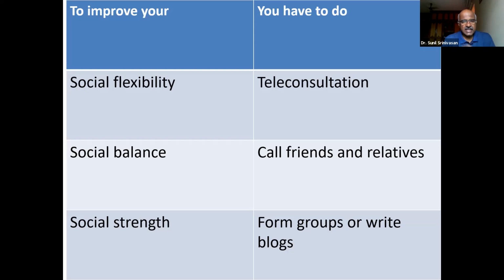Social flexibility: teleconsultation is easy. Please do earn money, don't waste your time, do valuable service. Social balance: call all your friends and relatives. You can save a lot of lives. Social strength: form blogs and groups, learn how to blog.